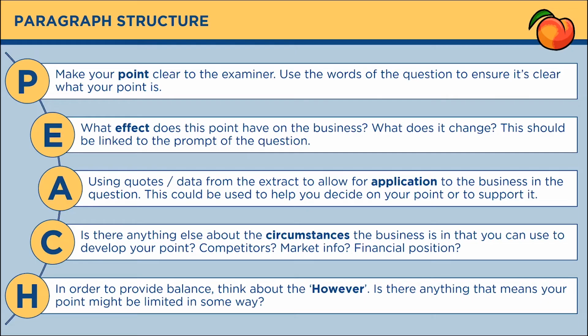Then you've got to think about what effect this point has on the business. If that is a consequence, if it's a benefit, if it's a factor, you need to think about how you actually answer the question. What is the consequence? What effect does this consequence have on the business? Think like, what does it change? And make sure that it's linked to that prompt. Make sure it's linked to whatever the words of the question were asking you for, the prompt of the question that we've just gone through.